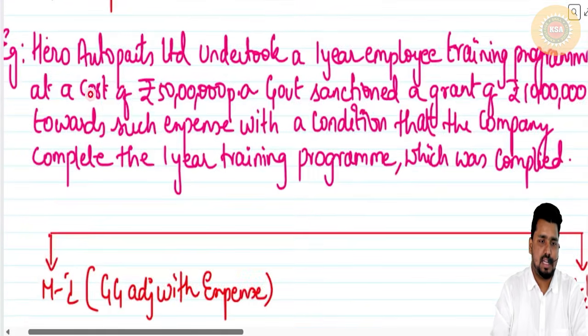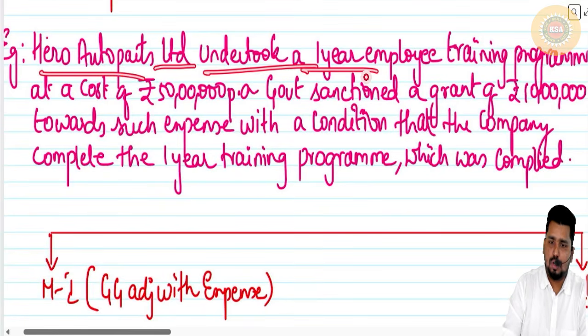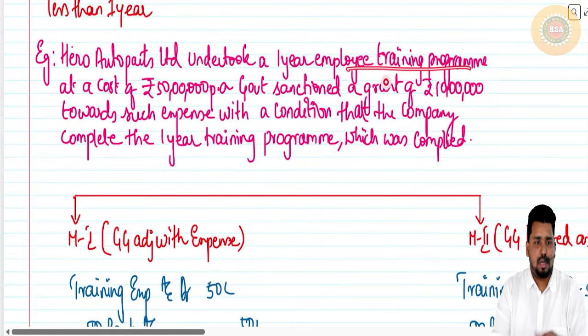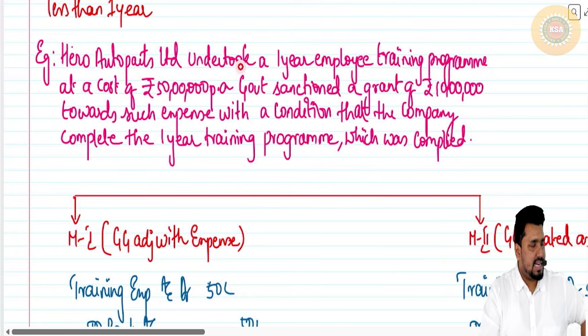Clear? Listen, read the question. Hero Auto Parts Limited undertook a 1 year employee training program. Assume we are the company. Every year we are taking that employee training.